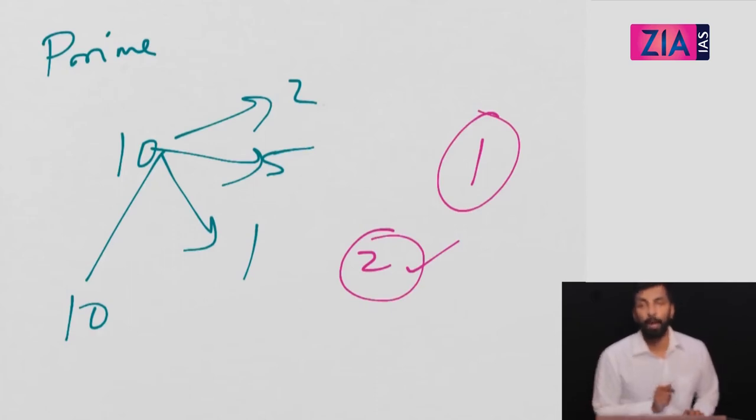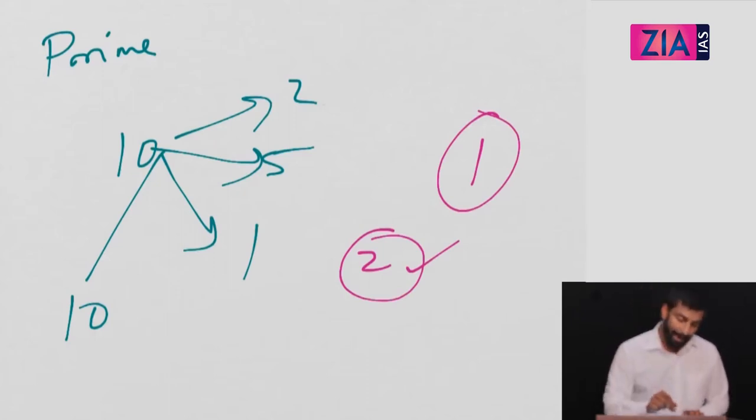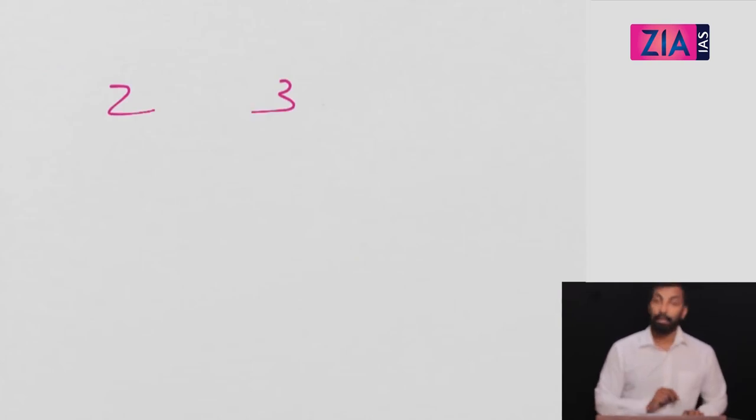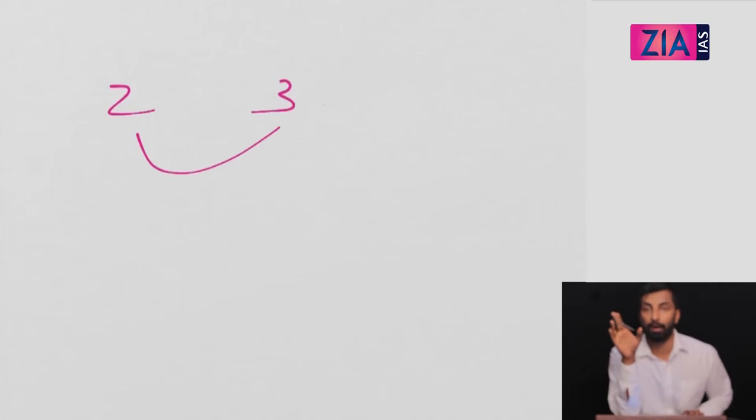Then what do you mean by coprime numbers? Coprime numbers are basically relatively prime numbers. It's like this. You take any two numbers. Let's take 2 and 3. If you see the highest common factor of this, it's actually 1. There are no other common factors except 1. So these numbers are called coprime numbers.